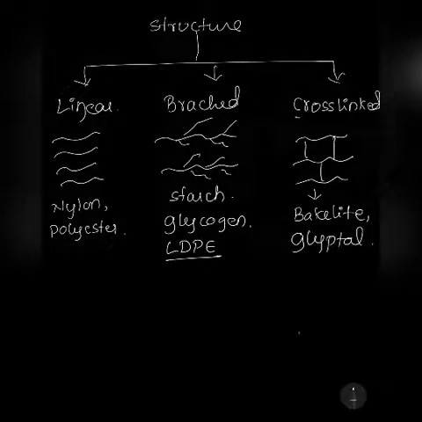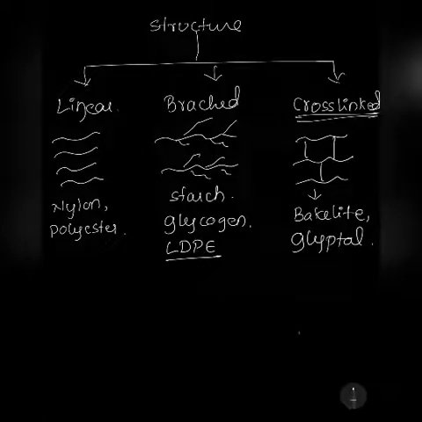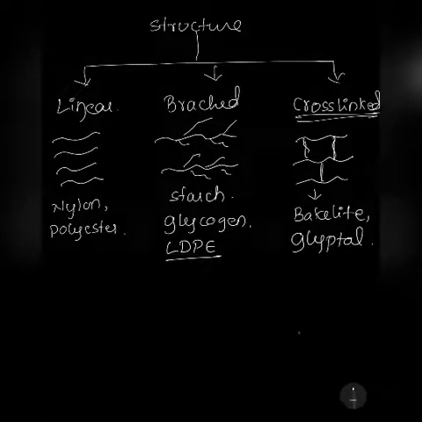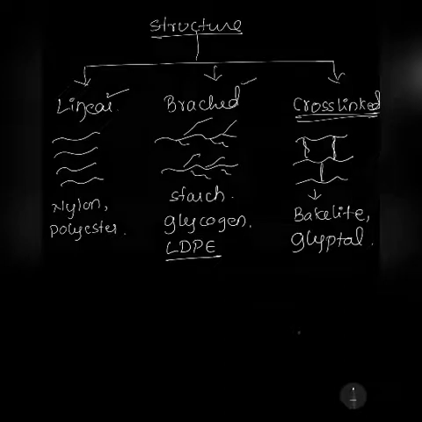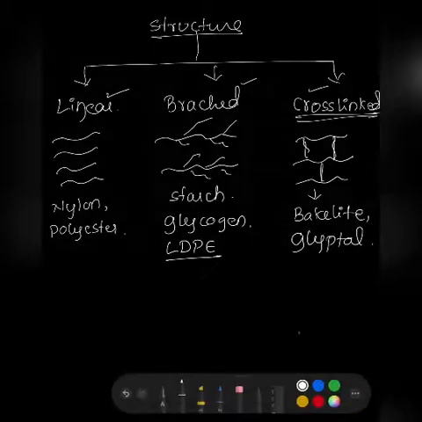So cross-linked means they will have some rigidity in them because they have extensive cross-linking. So these cross-linked polymers are rigid, brittle, and very hard because of extensive cross-linking or connecting two different monomeric chains. So these are some of the examples or the types of polymers based on their structure. Three major types over here: linear, branched and cross-linked.